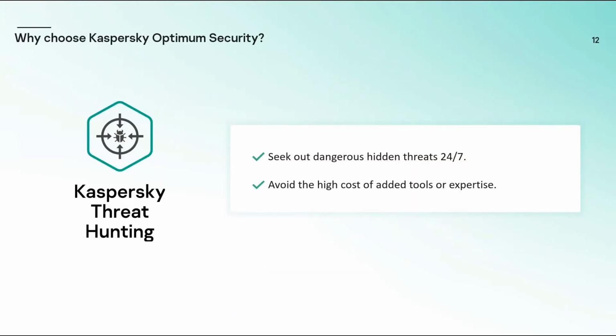Kaspersky Threat Hunting is a 24/7 monitoring service which identifies early adversarial activities and generates incident alerts based on severity and priority. Guided response and detailed reports help break down what was identified and, more importantly, what you should do about it. This, of course, reduces the high cost of added tools or expertise, which reduces the mean time and the cost of incident response.